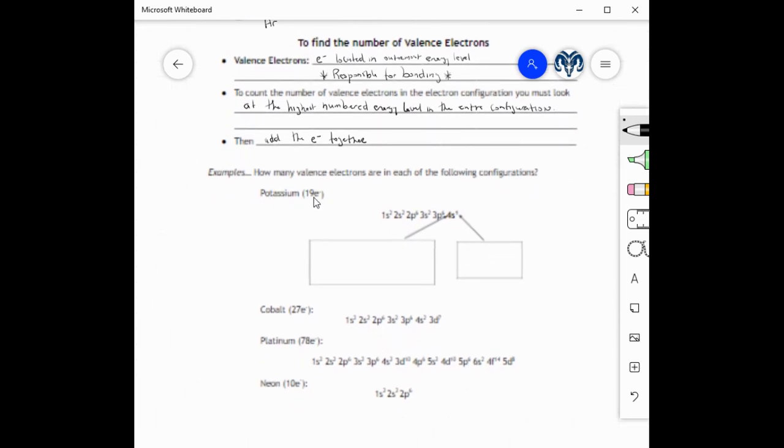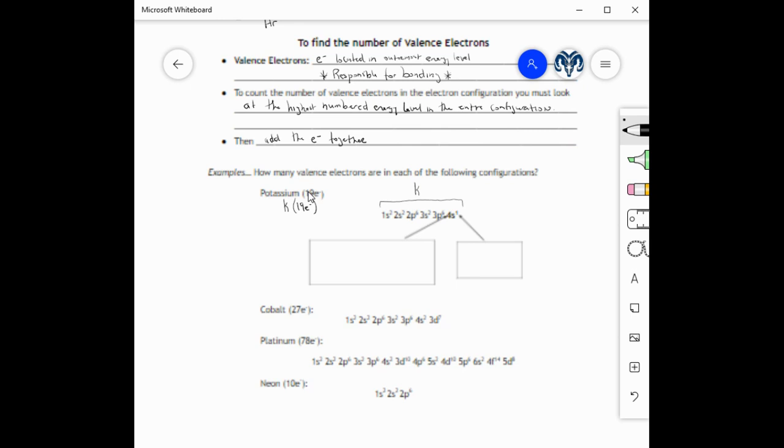All right, so I have potassium, which has 19 electrons. Potassium is a weird one. It's a K, it's not a P, it's a K. On the periodic table, potassium is K, and it has 19 electrons. So what we have to do is write down the electron configuration for K, and this is what it is. That is the electron configuration for K.